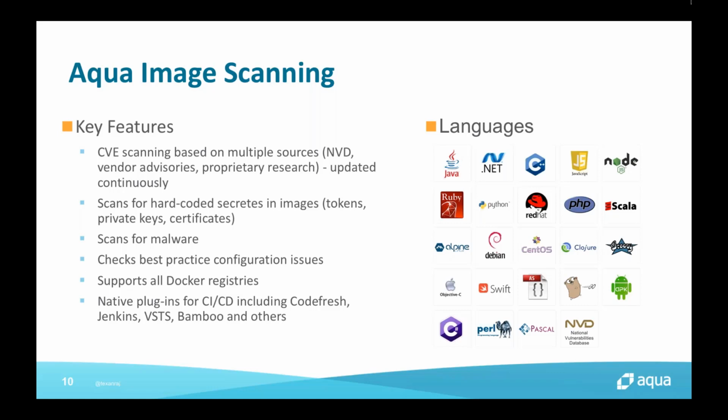The CD scanning is based on multiple sources from all these different proprietary research that we do, vendor advisories, NVD databases that we integrate. We scan for hard-coded secrets in images, private keys, certificates, and whatnot. Scan for malware. We support all kinds of Docker registries, and also all your best practice configuration that you guys have set up in the form of a JSON file. We check that as well. We have a lot of native plugins for CI/CD tooling, including CodeFresh, Jenkins, and several other tools.